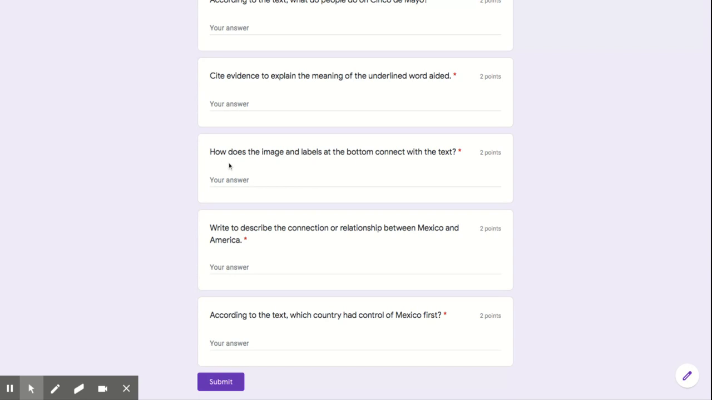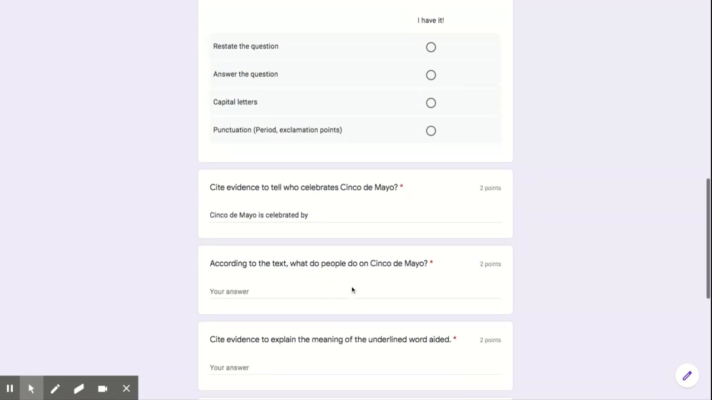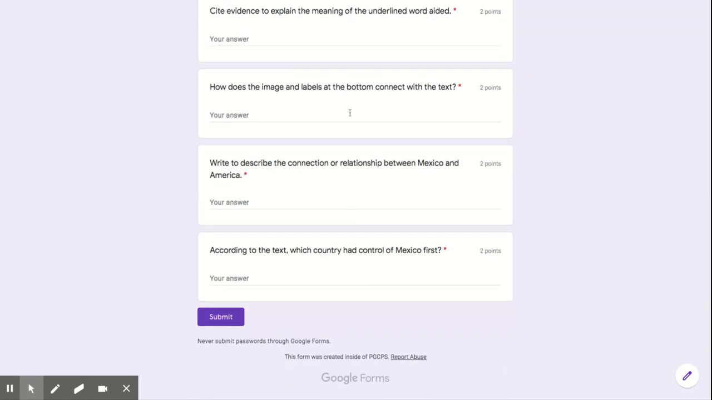The next one, how does the image and labels at the bottom connect with the text? So for this one, you are going to be looking at this picture here. How does this map and these labels connect with what you read in the text? So again, make sure that you are restating the question. I would include the words image, labels, and connect with the text. Those are very important. Lets us know what we're talking about, the image, the labels, and a connection to the text.